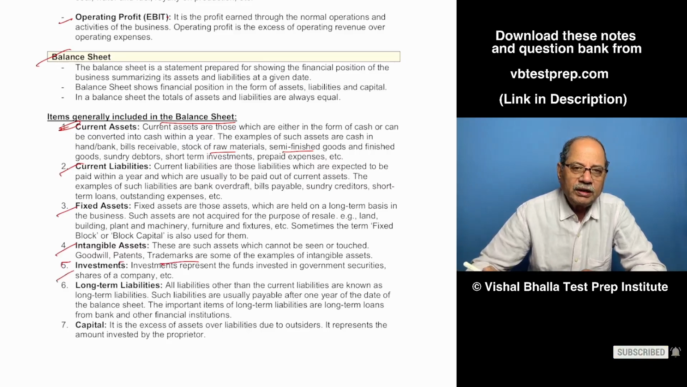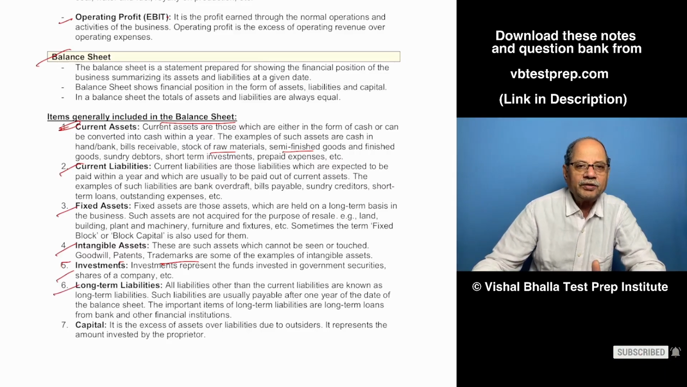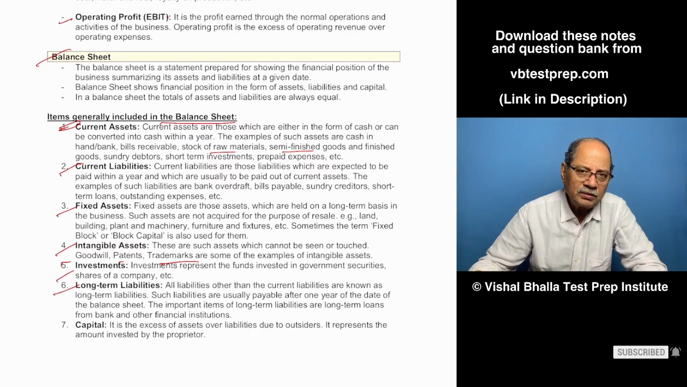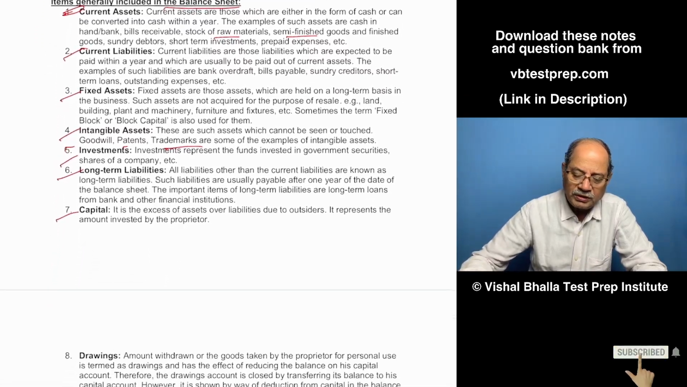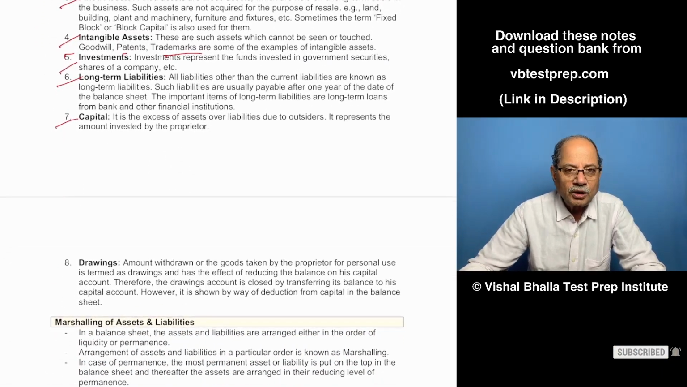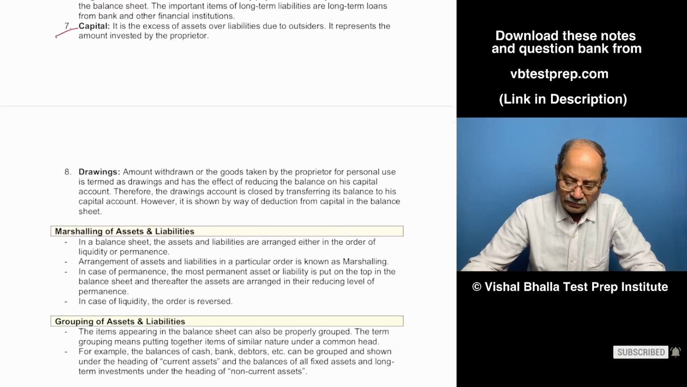Investment is not an investment in your own business. It is an investment somewhere in profitable or marketable securities like shares, debentures, bank fixed deposits, etc. Long-term liabilities are those which are to be paid after the expiry of a longer period, say for example 1 year, 3 years, 5 years, and depending upon the time period, we change the name of these liabilities. Capital is the amount invested by the owner. It is also shown on the liability side because this is an internal liability, the owner's equity, and apart from that, other liabilities are external liabilities.